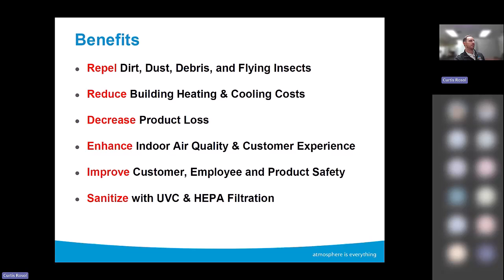And then lastly, we can actually sanitize with air curtains as well, which again, I'll talk about in a little bit here. Those mostly focus around what we call our Clean Air series products, which actually come with some sort of sanitation technology, whether that's a UV light, a HEPA filter, or an ionizer. We can actually help sanitize the air as well.